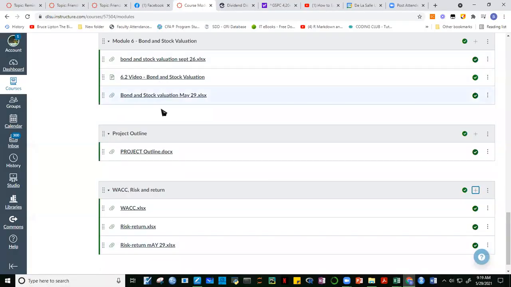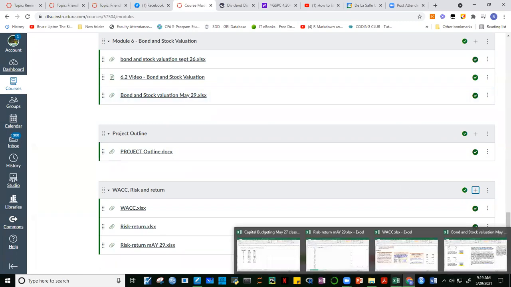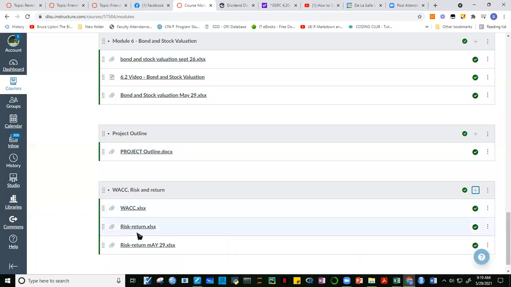I posted a file in our Canvas, bond and stock valuation, May 29. So that's the next topic that we're going to finish. And then we go to the weighted average cost of capital, which is this one. And then lastly, the risk and return. So we have a lot of topics to cover.